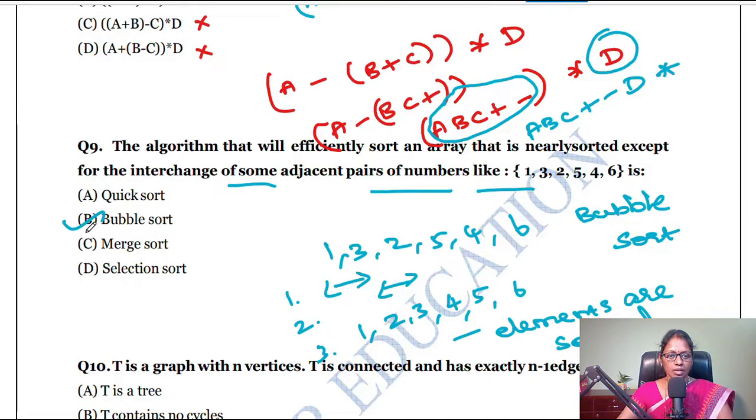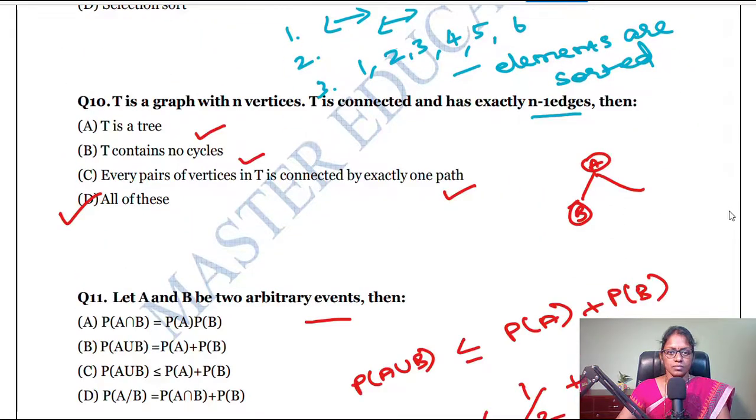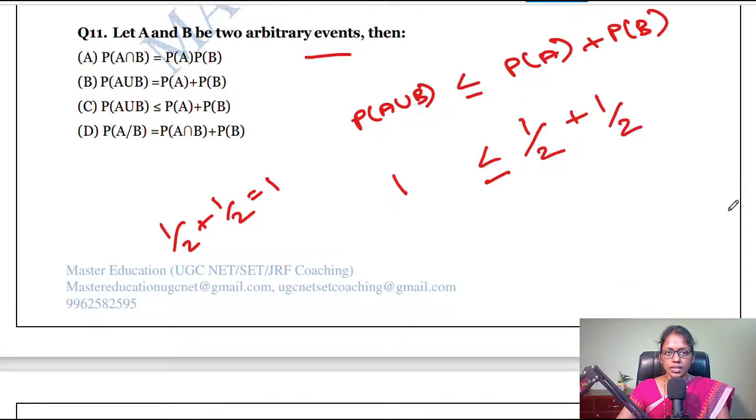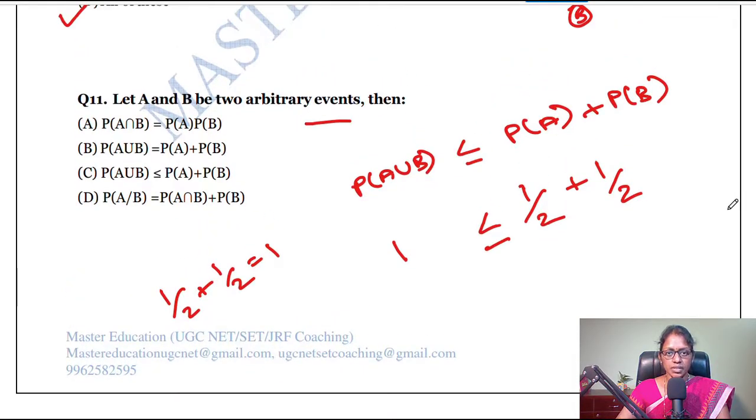The next question is, let A and B be two arbitrary events. Then the formula is P of A union B is less than or equal to probability of A plus probability of B. For example, if you are tossing 2 coins, the probability of getting head is 1 by 2 and the probability of getting tail is 1 by 2. If you want the union, both, 1 by 2 plus 1 by 2 equals 1. So this is the answer. Option C is the correct answer.